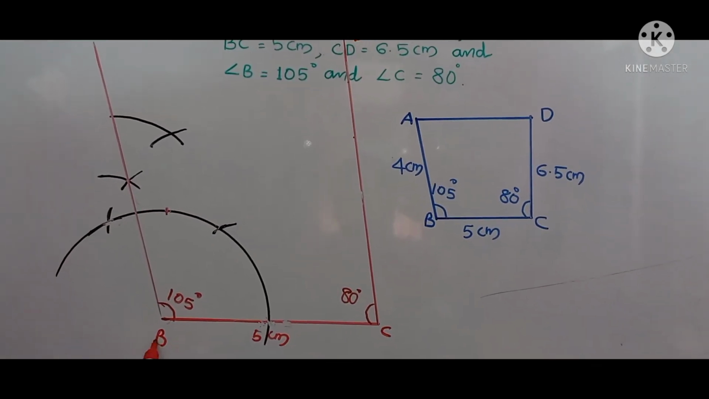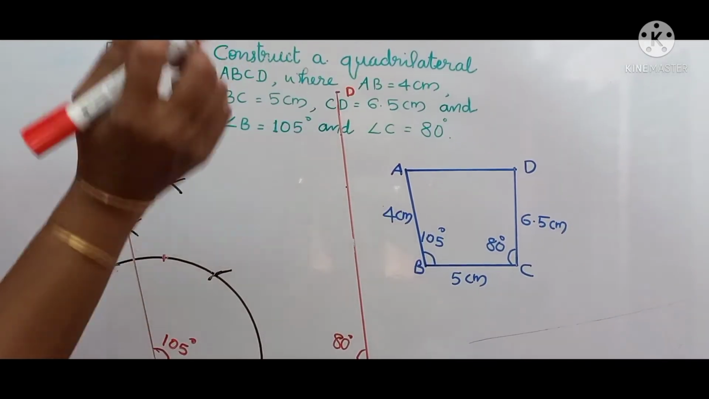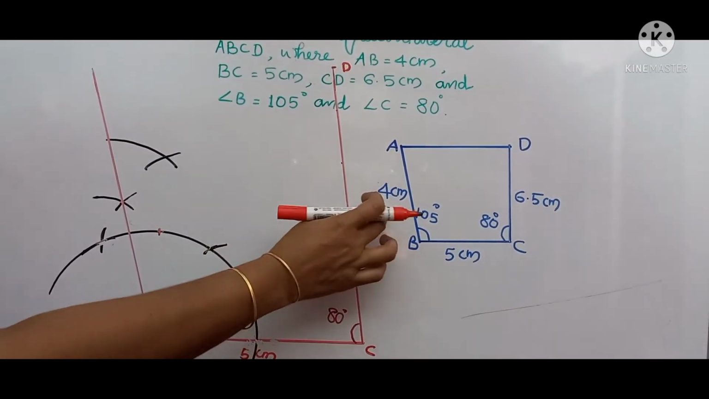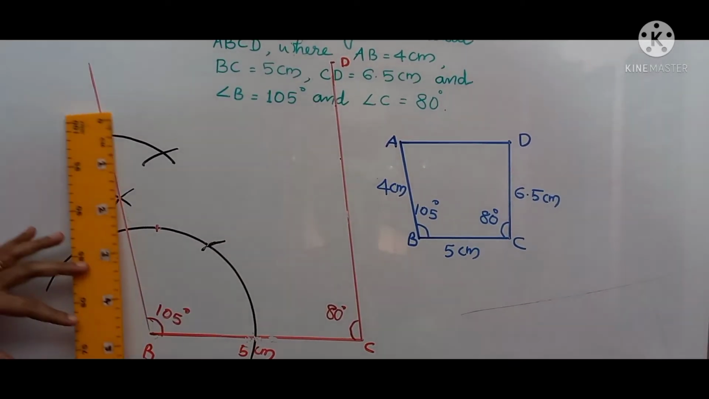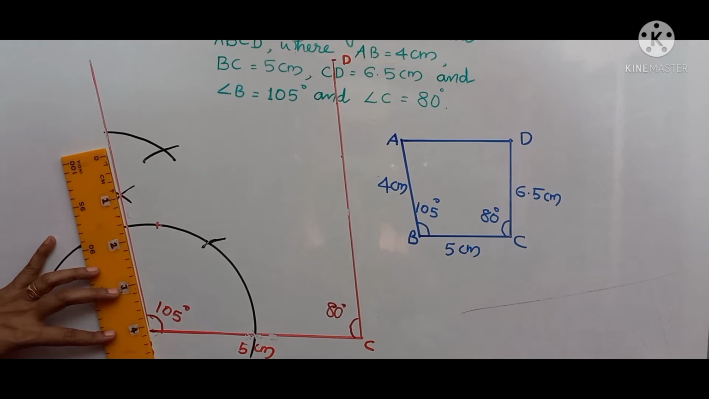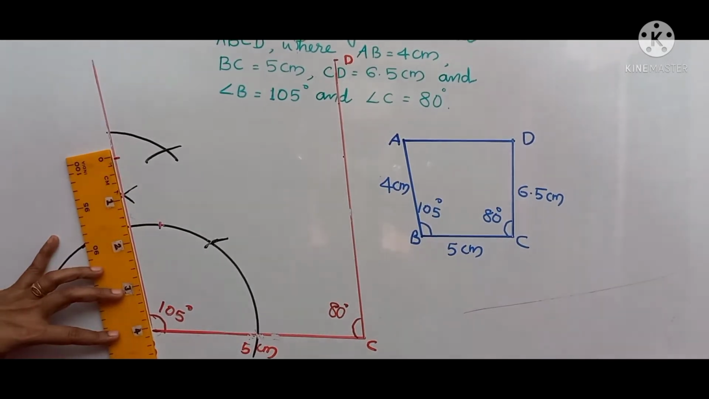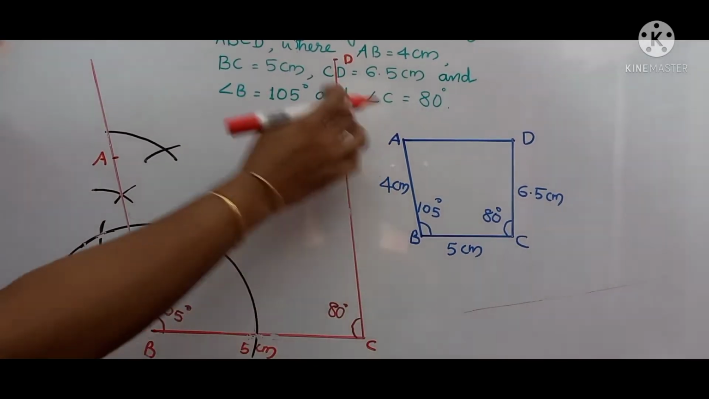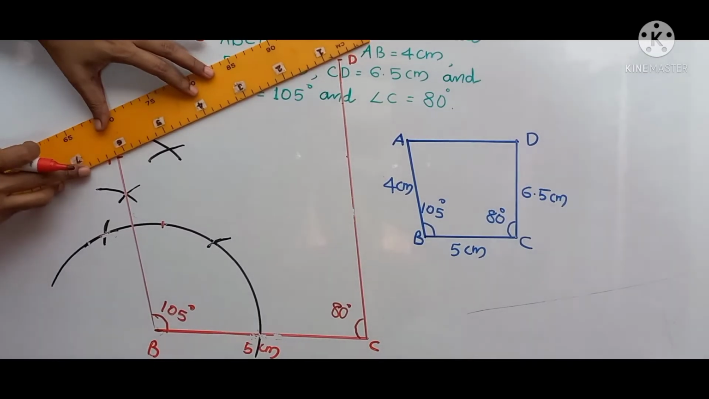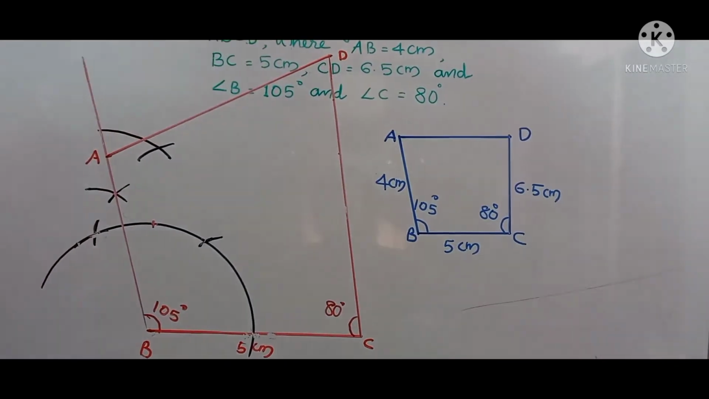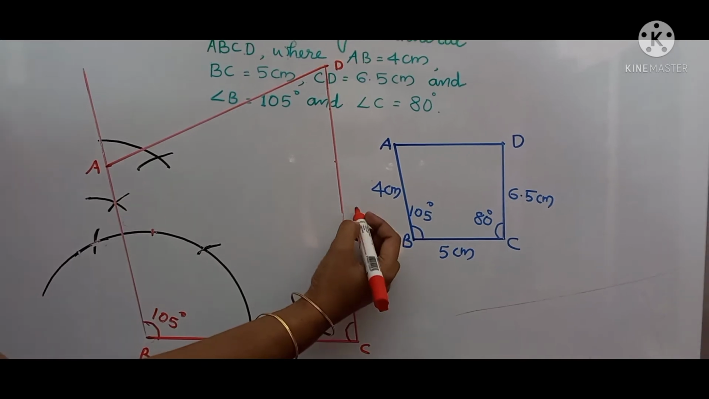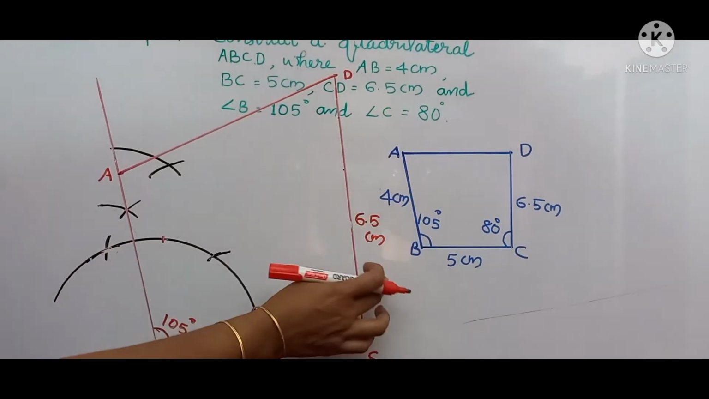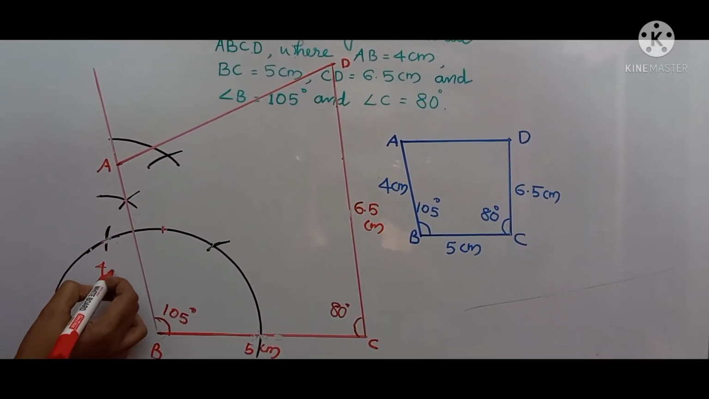Now we have got that B, C and D and remaining point is A. We have to find the point A and A is 4 centimeter away from B. So we have to take 4 centimeter from B and mark the point A. This is the point A. And now we have all points A, B, C, D and we just want to join A and D. Now we have constructed our quadrilateral ABCD and write the measurement. CD is equal to 6.5 centimeter, AB is equal to 4 centimeter.